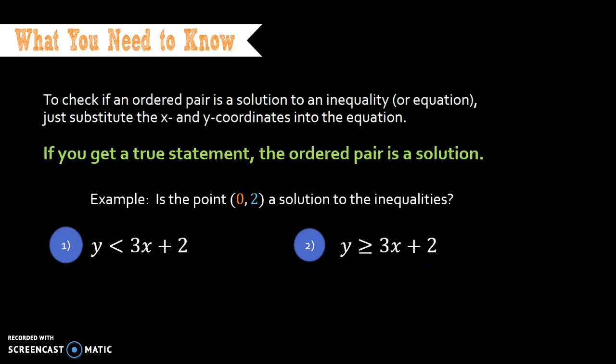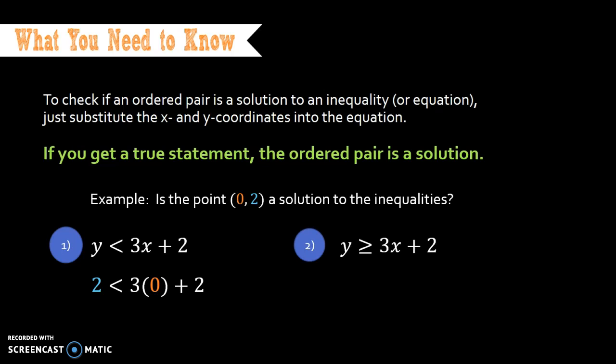Let's look at this example. Is the point (0, 2) a solution to these inequalities? We have two separate inequalities. The biggest difference is the inequality symbol. This one is less than, and this one is greater than or equal to. Let's start over here with number 1. We're going to plug in the point (0, 2). So 0 is our x value, and 2 is our y value.